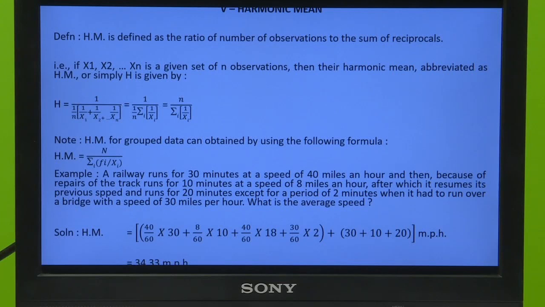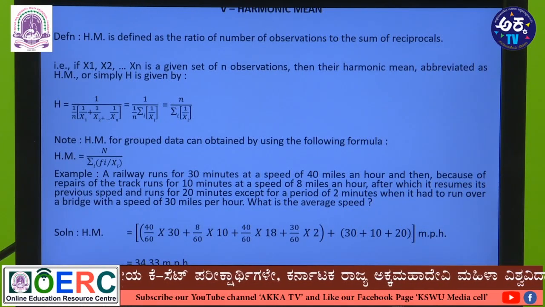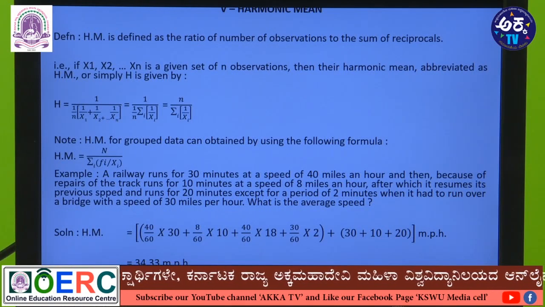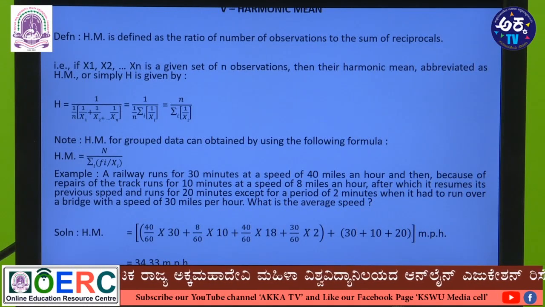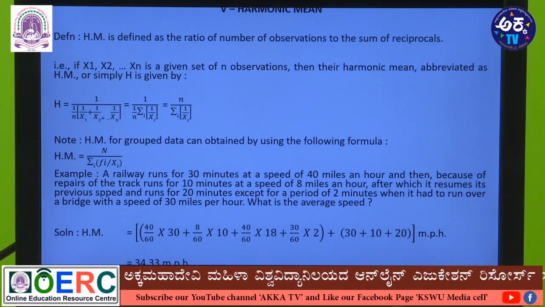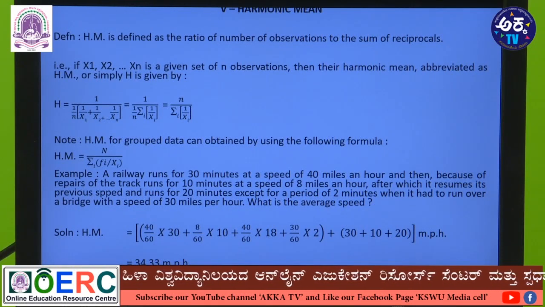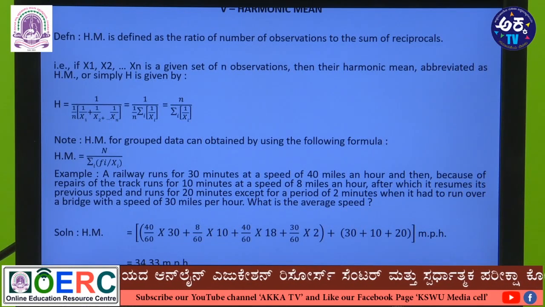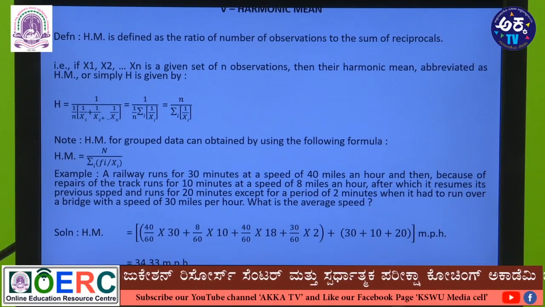And therefore, one illustrative example with regard to application of harmonic mean in case of group data is like this. A train runs for 30 minutes at a speed of 40 miles an hour, and then because of the repairs of the track runs for 10 minutes at a speed of 8 miles an hour, after which it resumes its previous speed and runs for 20 minutes, except for a period of 2 minutes later, when it had to run over a bridge with a speed of 30 miles per hour. What is the average speed?